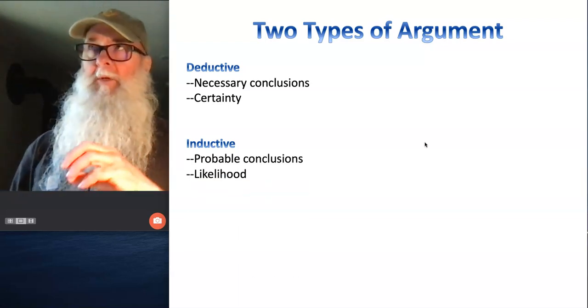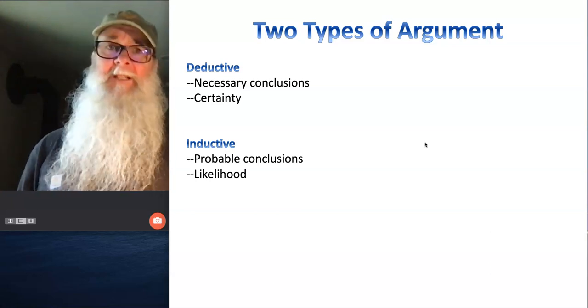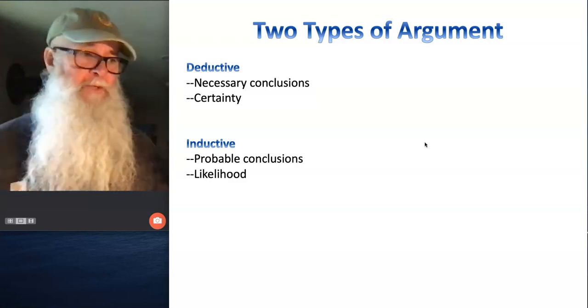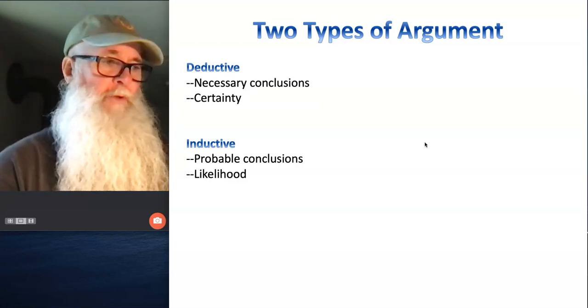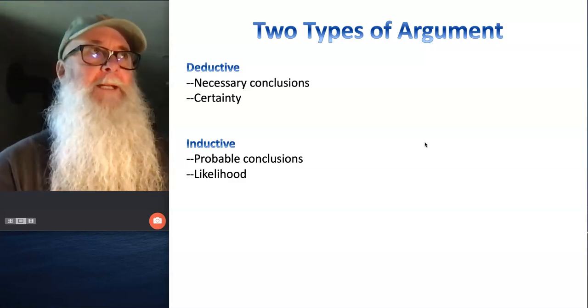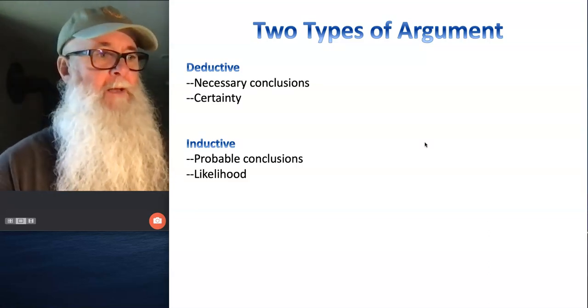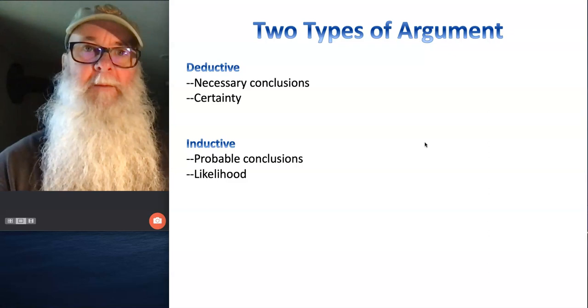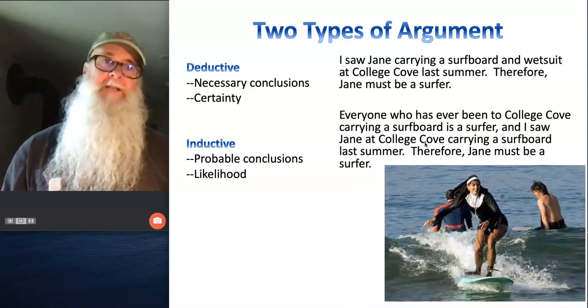Inductive arguments deal with probable conclusions, not logically necessary ones, and they deal with likelihood. So in your argument about the fish and the metabolism, your conclusion is probably true, and it will be more probably true, or the degree of likelihood will go up, the more times you do that experiment and achieve the same result. Okay, so now take a look at these two arguments.